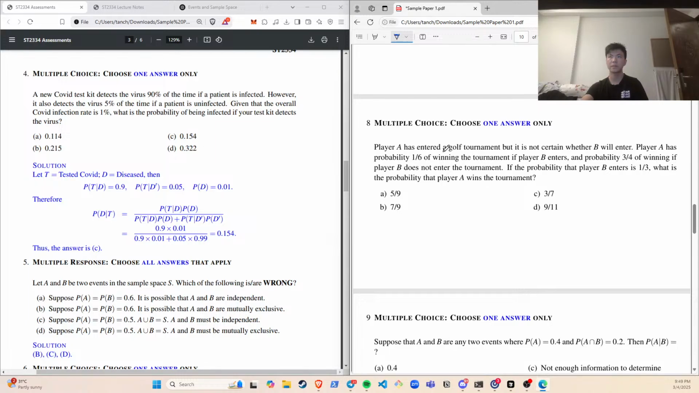So clear A. Okay. So this is just expected value, right? This is just EV. So the probability is just 1/3 times 1/6 plus 2/3 times 3/4, right? And the answer is 5/9.